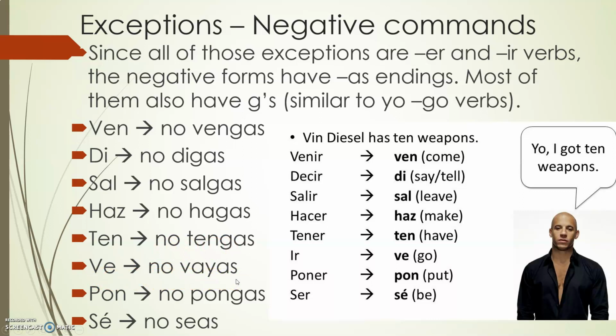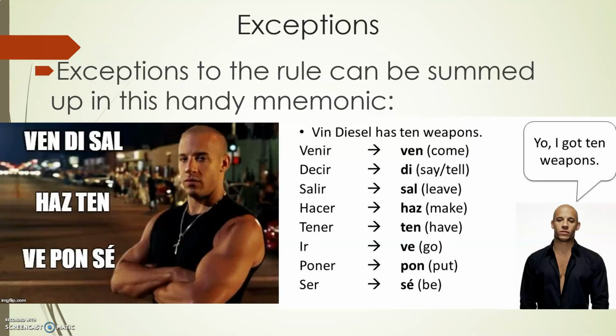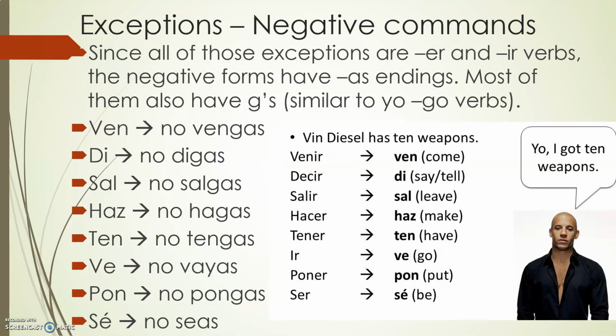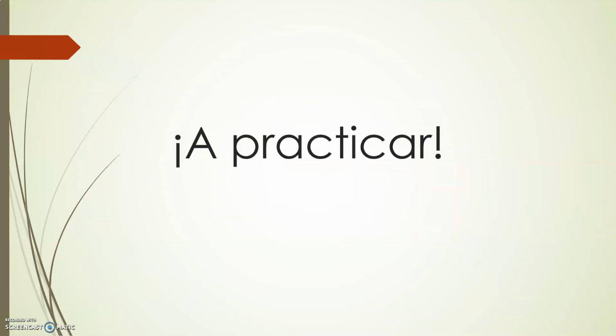This one again is weird. Ir is just a weird verb. It's weird in every form and in a different way each time. And pon turns into no pongas, se turns into no seas. Okay, so those are our negative commands. Imperativos negativos. So here's our positive exceptions. Here's our negative exceptions.